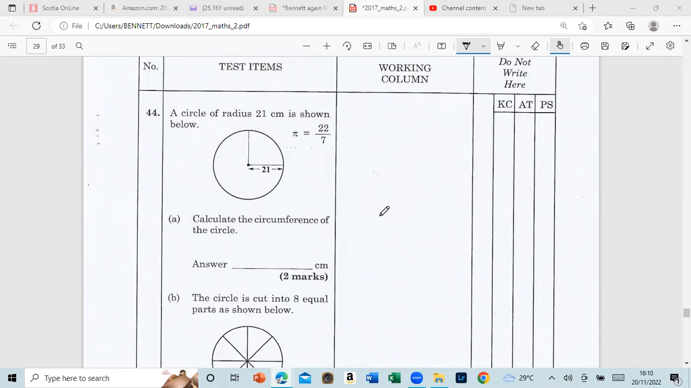Ironically, I'm doing this in my class right now. This exact same question I gave to my students. I think this worked out to, what, 132? Oh my god, it's the same exact question I gave them.